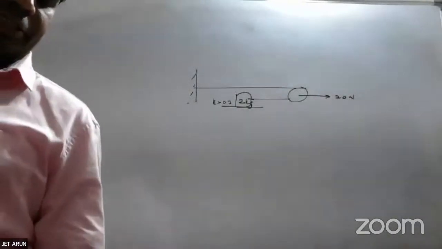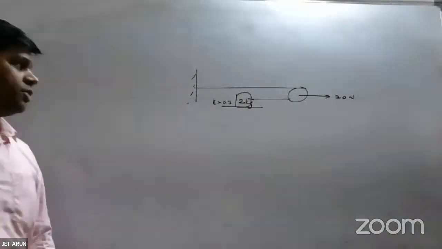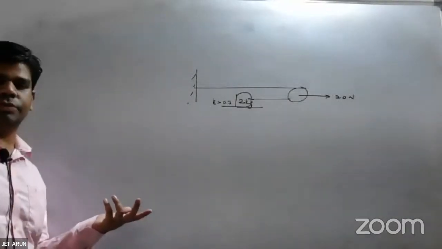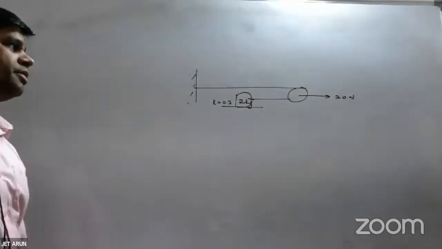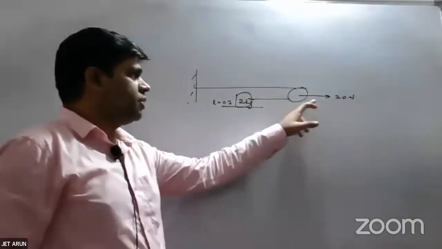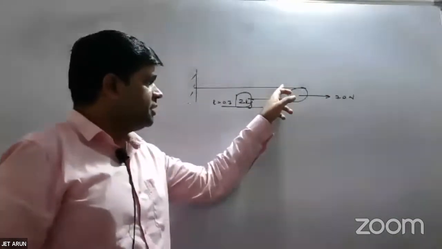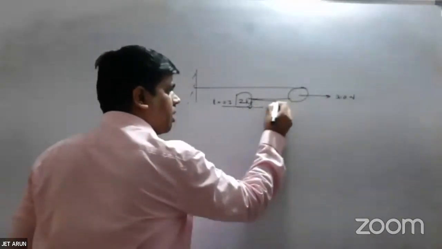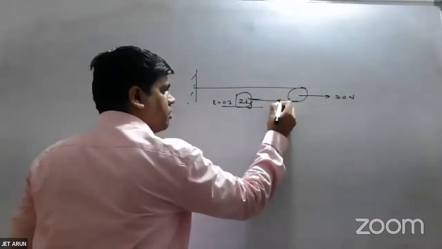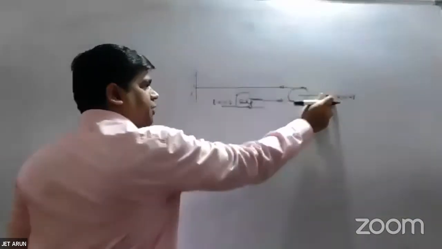So ultimately, we need to find acceleration. If the block doesn't move, acceleration is zero. If the block moves, I'll find the acceleration non-zero. So how do I find it? This is a massless pulley. So if this is 20 Newton, tension in this thing will be 10 Newton and 10 Newton. 10 plus 10 is 20.